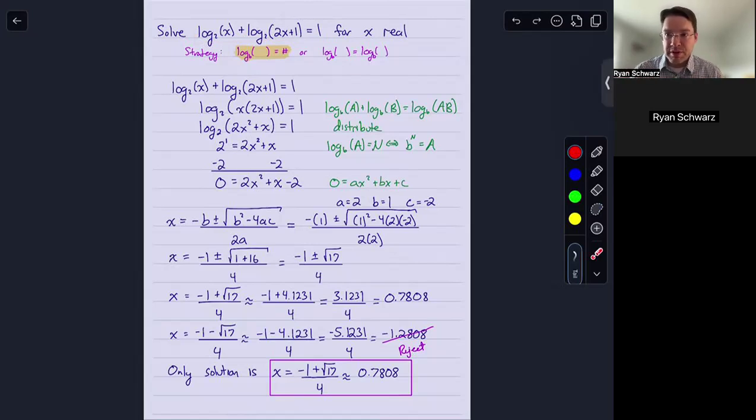fine. Pause the video. If you're more interested in a more in-depth explanation about how I came to this specific conclusion that there is only one solution, namely it's -1 plus the square root of 17 all over 4, which if you want to write it out to a few decimal places is 0.7808, and that I'm rejecting the other potential solution that I got, then just keep watching.